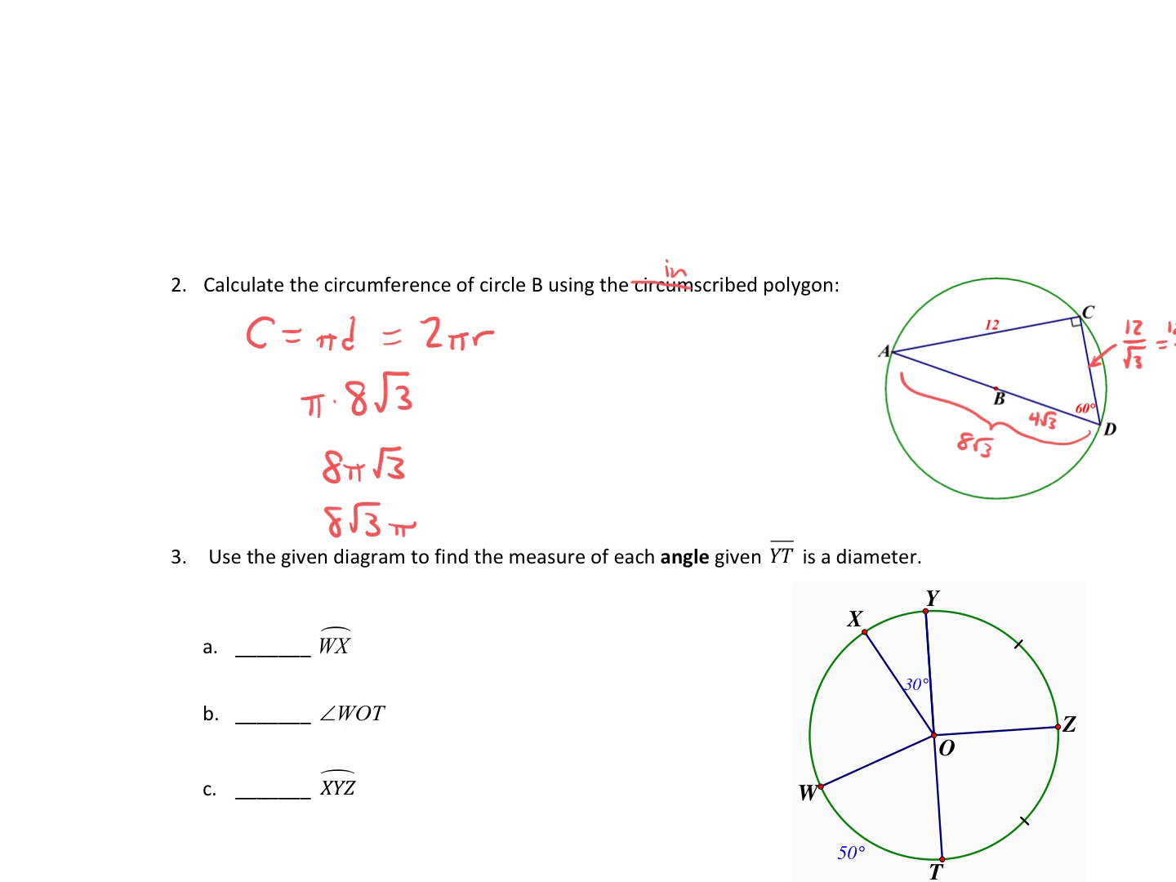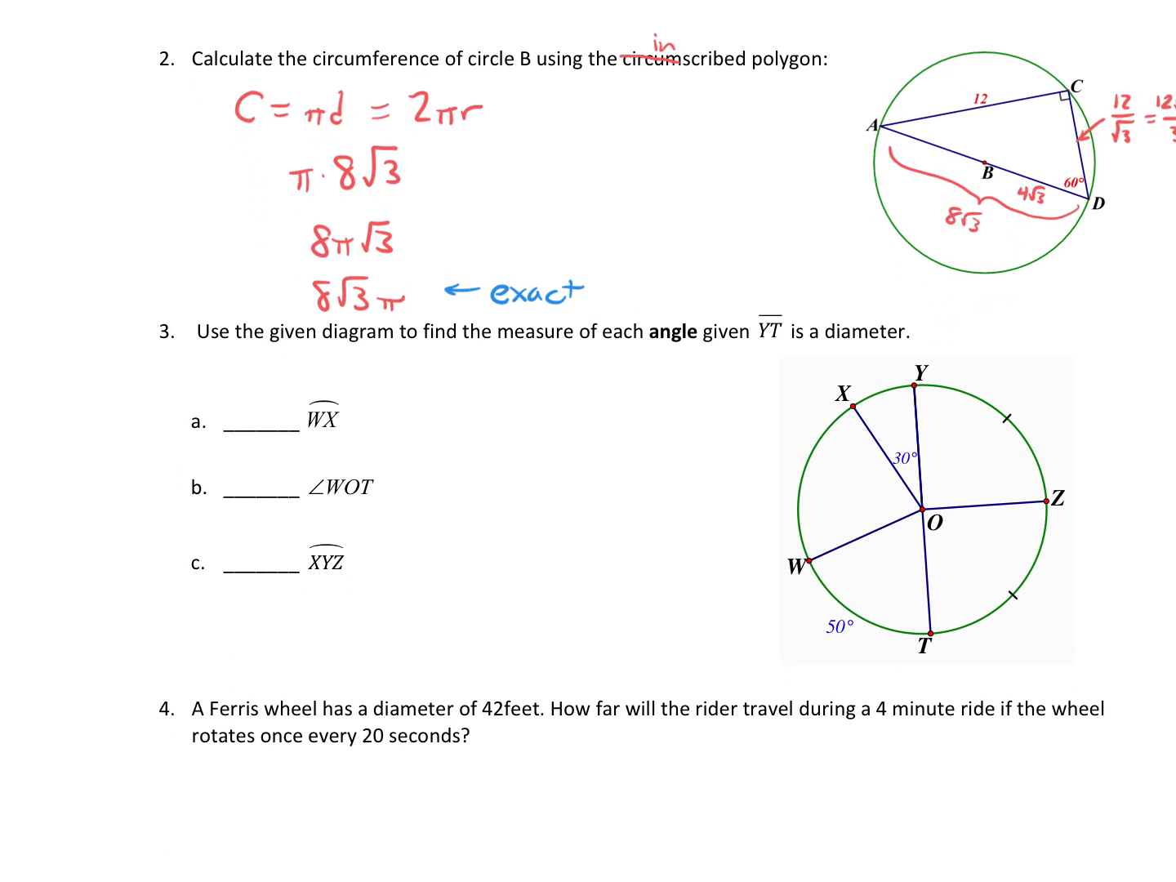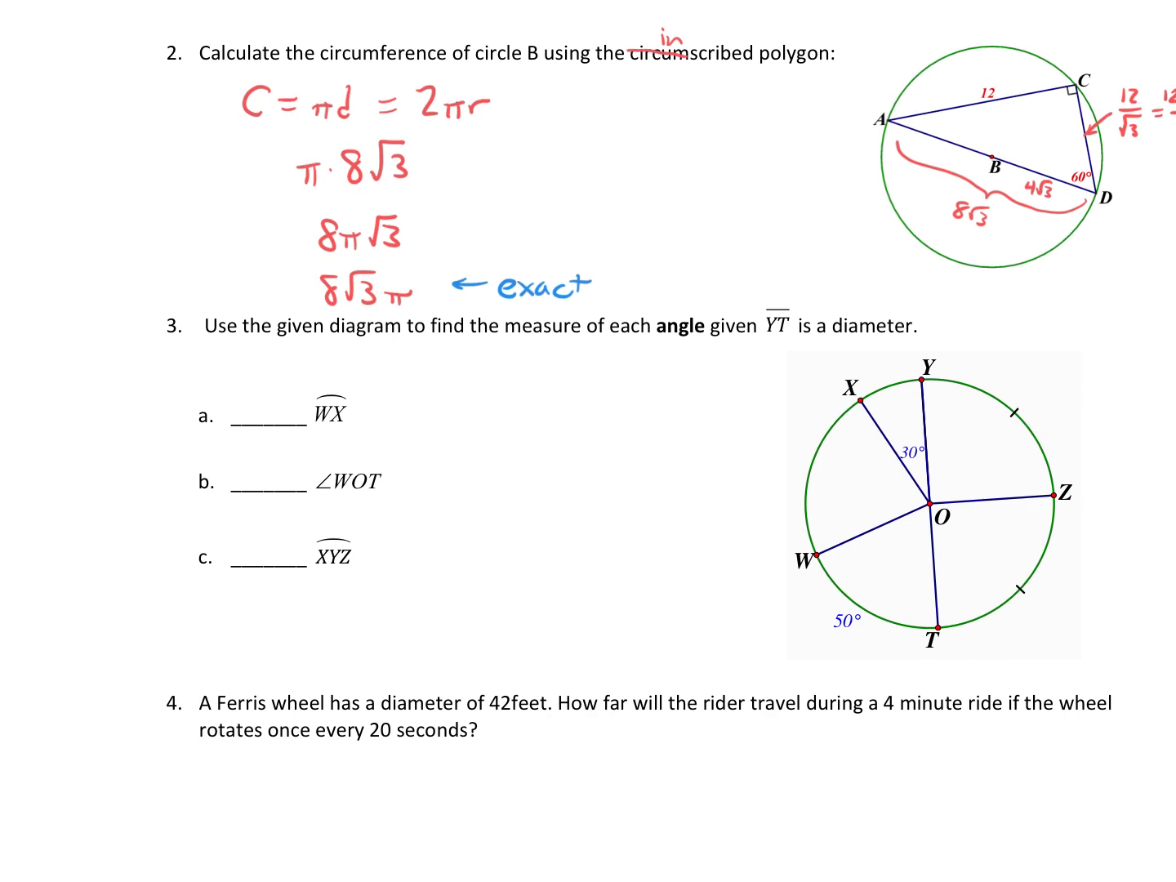And yeah, we'll talk in class about how to use your calculator to get what's called exact answers versus approximate answers. This is what we would call an exact answer. If you put it in the calculator and you start to get decimals for things, that would be called an approximate answer.